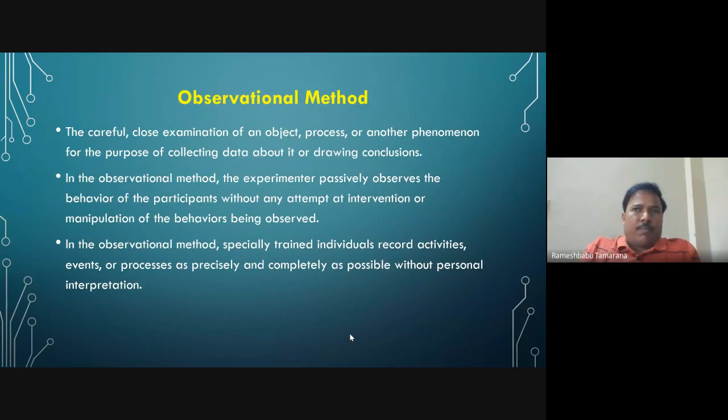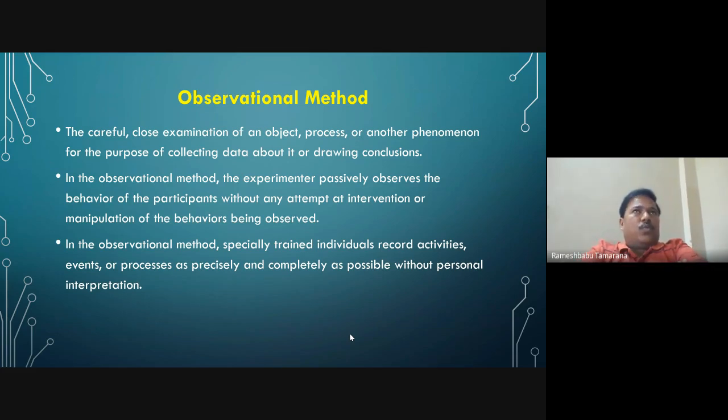So we'll go one by one, like whatever they have mentioned. They have mentioned the observational method, correlational method, experimental method, and the quasi experimental method. So what do you do under the observational method? I have extended this observational method a little more than the other methods, because it's very important.